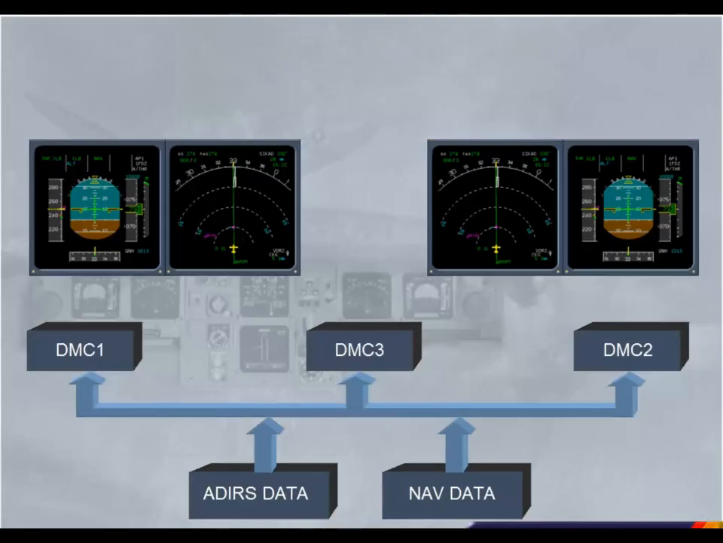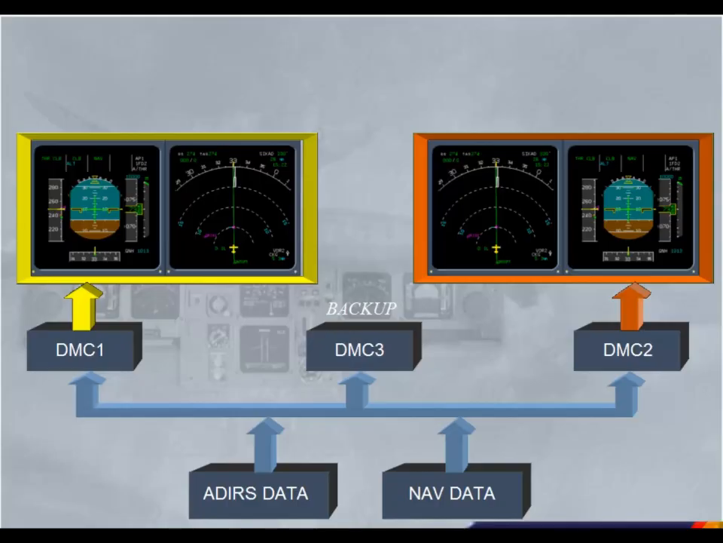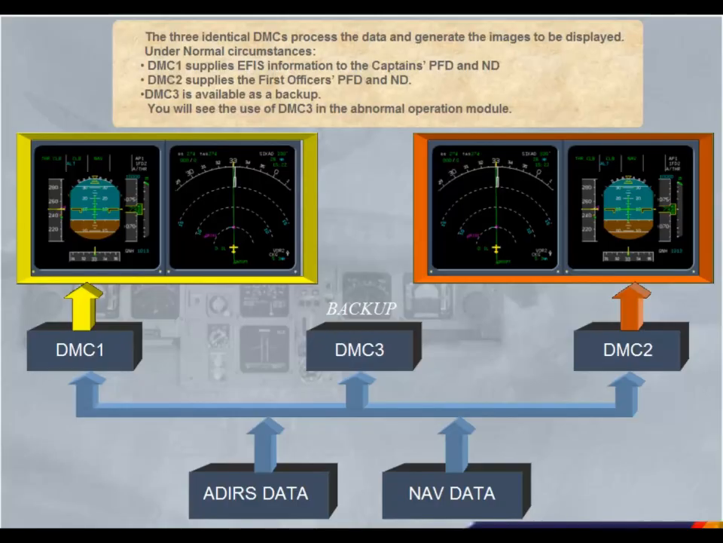The three identical display management computers process the data and generate the images to be displayed. Under normal circumstances, DMC-1 supplies EFIS information to the captain's PFD and ND. DMC-2 supplies the first officer's PFD and ND. And DMC-3 is available as a backup. You will see the use of DMC-3 in the Abnormal Operation module.